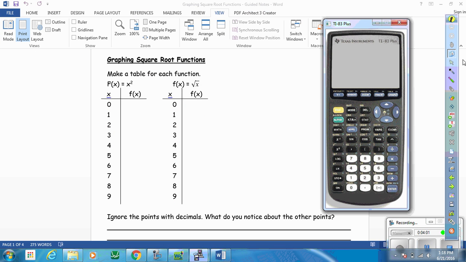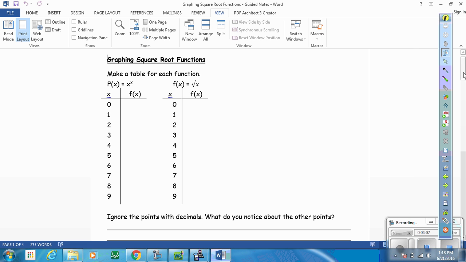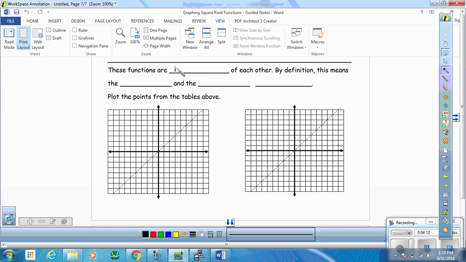So what does that mean? When we look at a situation, what does that mean when we have the same numbers but in a different order? These functions are inverses of each other. By definition, this means that the domain and the range switch. If you remember, inverse is the undoing of a function. So the input becomes the output. The domain and range switch. So that's why the x values and the y values switched places.